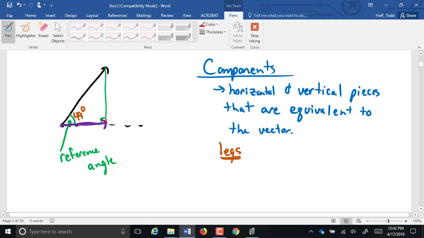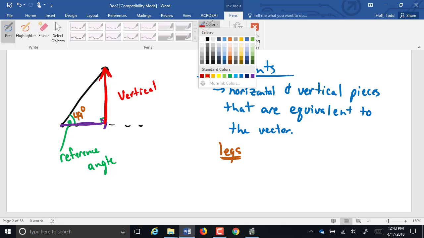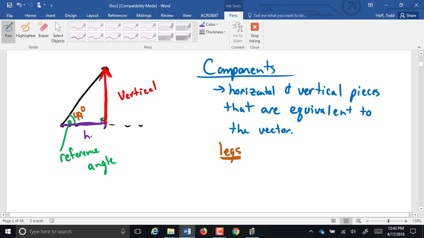The vertical component is on this side. Is that vector pointing up or down? Up, right? The end that touches the vector has to match the end that it touches. So this touches the head of the vector, that has to be the head of that component as well. So that is the vertical component. And this down here is the horizontal component.